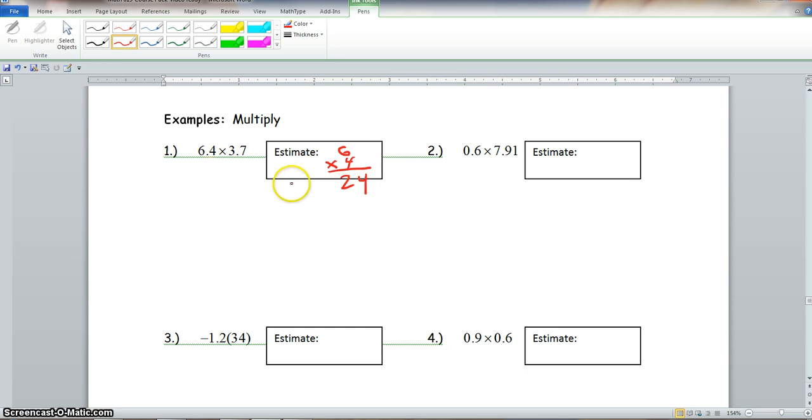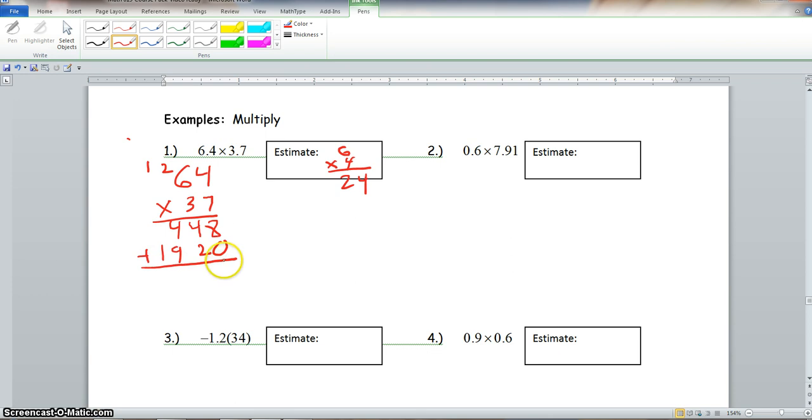Now we're going to multiply this out as we did earlier in this problem. So now we would change these decimal numbers to whole numbers. So 6.4 would become 64, and 3.7 would become 37. Now we multiply. 7 times 4 is 28. Bring down your 8, carry your 2. 7 times 6 is 42, plus 2 is 44. We add our 0 here as a placeholder. 3 times 4 is 12, carry your 1. 3 times 6 is 18, plus 1 is 19.